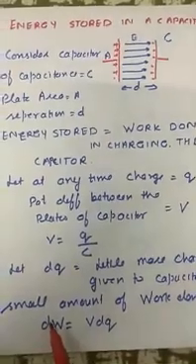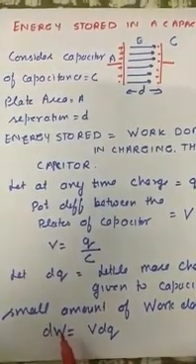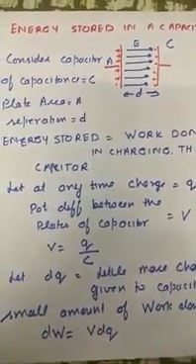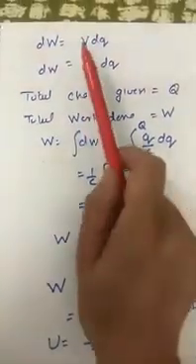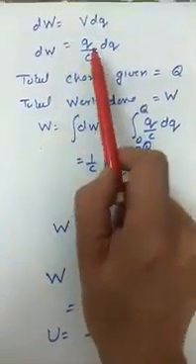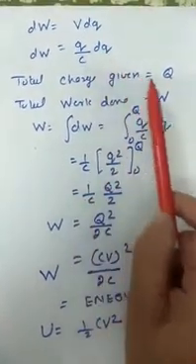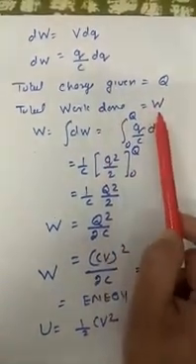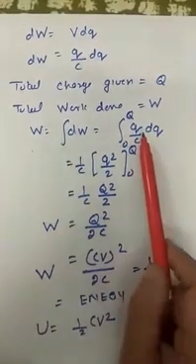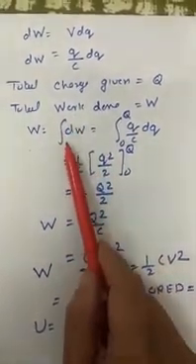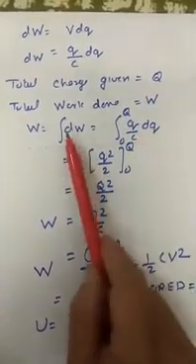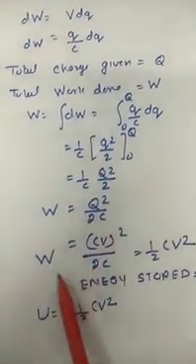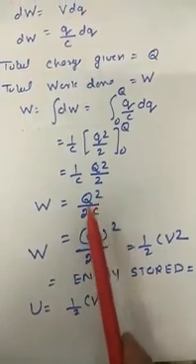So the small amount of work done in giving this dq charge, dW is equal to V into dq, as we have studied in the previous chapter. So dW is equal to Q upon C into dq, and the total charge we have to give to the capacitor is capital Q, and the total work done is W. So total work done W is the integration of the work done, Q upon C into dq. By putting in the formula and integrating, we will get the expression Q square upon 2C.